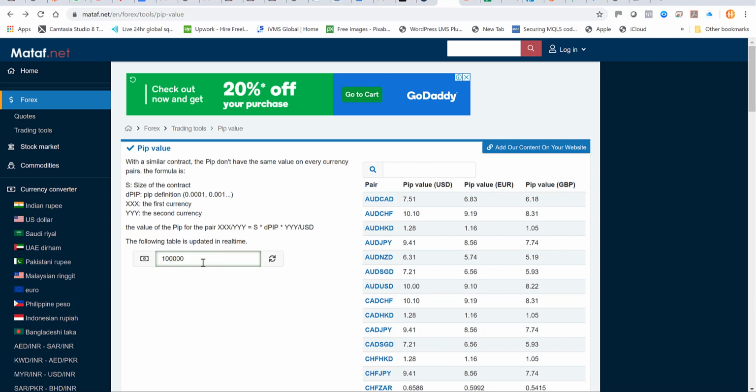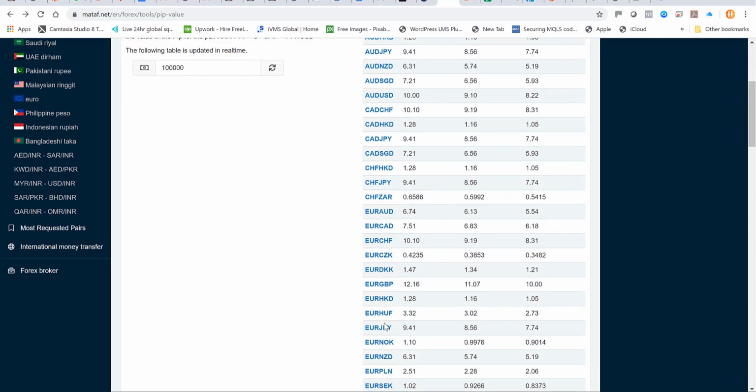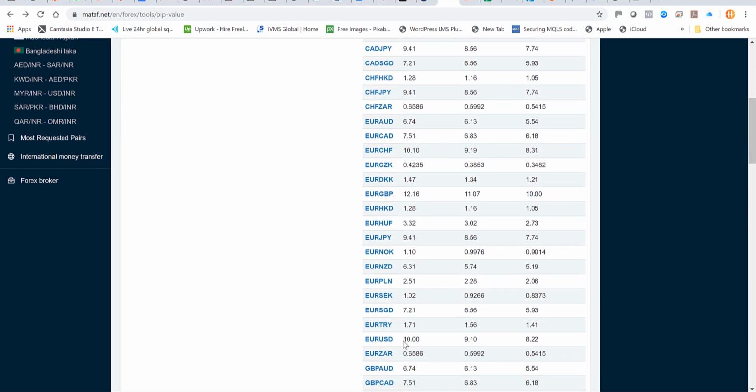So I want to know the pip value at one standard lot. Let's take, for example, EUR/USD. We want to get the USD figure. If our account is in USD, then that's the pip value. If our account is in Euro, that's the pip value. If our account is in GBP, that's the pip value. But let's use a USD account, and let's go to EUR/USD. You can see that the pip value here is 10.